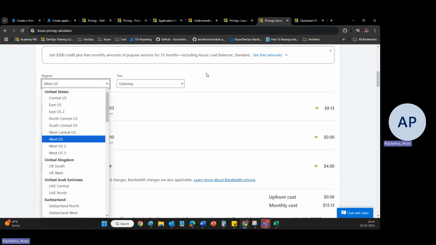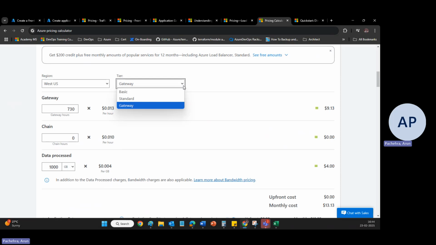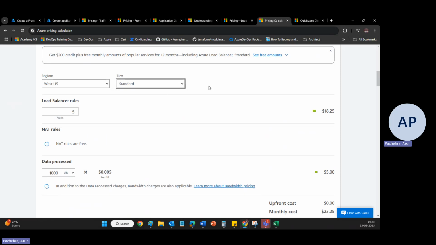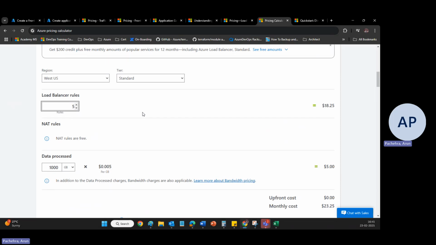Now there is a difference as per the tier. Azure Load Balancer has three tiers: basic, standard, and gateway. So let's select the standard first. You'll see five rules are there with some basic price. If you decrease it, nothing changes. This is a base price, right? But if you increase it from 5 to 6, it will change. So the pricing depends on how many rules you are creating. Five is there with the base price.